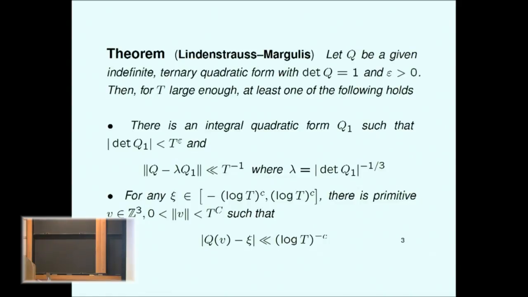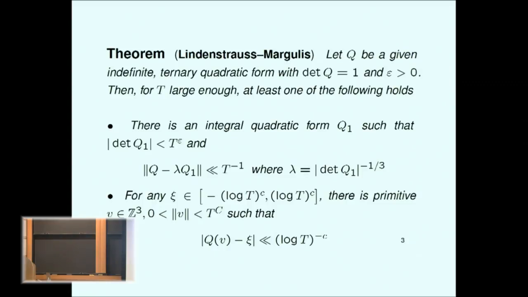Also, I don't know what you mean by primitive? Being primitive, just that the coordinates have greatest common divisor equal to 1. I'm trying to get my pointer, but somehow the pointer seems to be... The pointer sometimes... The stick is much better. Two sticks. Yeah. Okay.